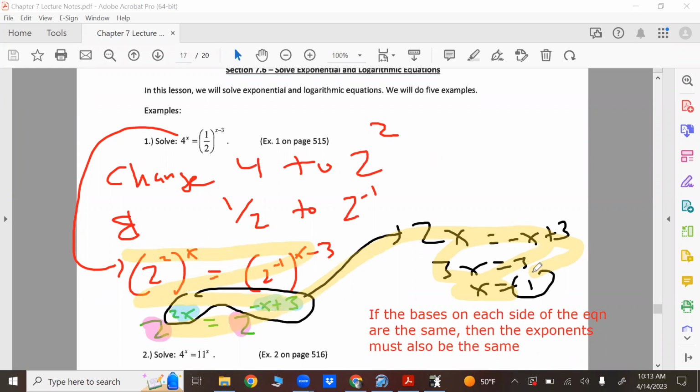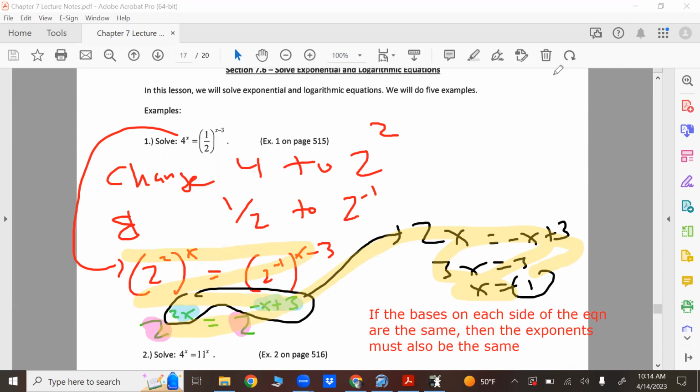You change 4 to 2 squared, change 1/2 to 2 to the -1. Then use properties of exponents by raising a power to a power. You get 2 to the 2x, 2 to the negative x plus 3. Because the bases are the same, the exponents must also be the same. And then you just solve for x. That's one way to do it, and I would suggest you do it this way if you have that luxury. I'm going to show you another way you could have done number one after I finish number two. Let's look at number two.